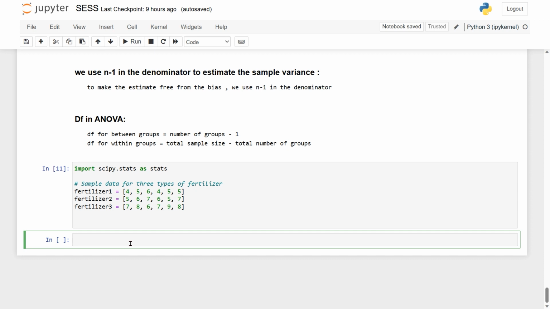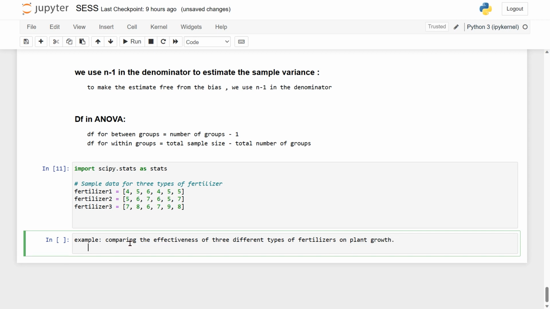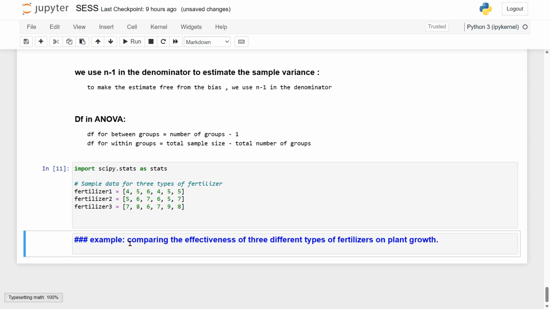So ANOVA, an example that we're going to do here: let's study comparing the effectiveness of three different types of fertilizers on plant growth. So that's what they want to do. In this study, let's write down the steps one by one.